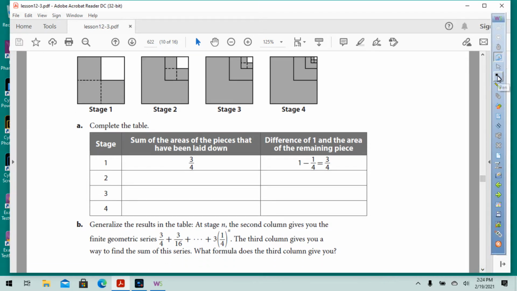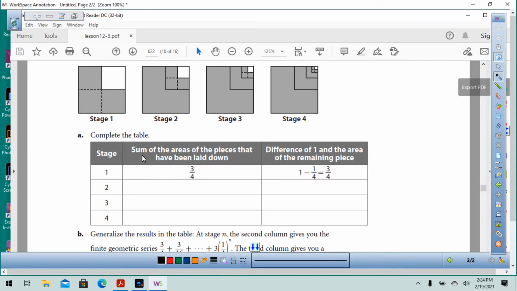See if we can quantify that a little bit. Okay, so 1, we got 3 quarters, and then 1 minus 1/4 gives us 3 quarters. Number 2, well, this is 3 quarters, and that's 3 quarters of that, so we're going to have 3/4 plus 3/16, and that gives us 15/16. And it's going to be 1 minus 1/16, and that gives us 15/16. 2 different ways of looking at it.